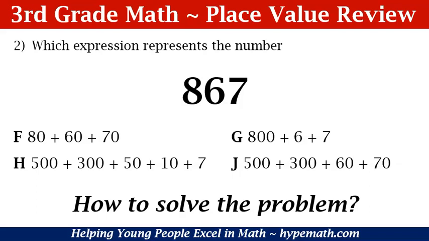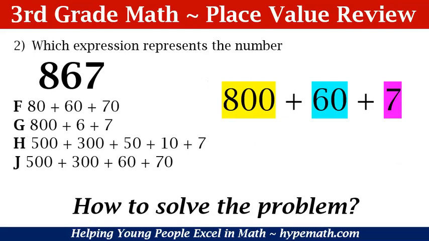So how do we solve this problem? Well, to solve this problem, what we need to do is look at our answer choices to see which answer choice shows 800 plus 60 plus 7 represented in their answer, okay? Now let's look at F. Is 80 plus 60 plus 70 correct? What about G? Is 800 plus 6 plus 7 correct?